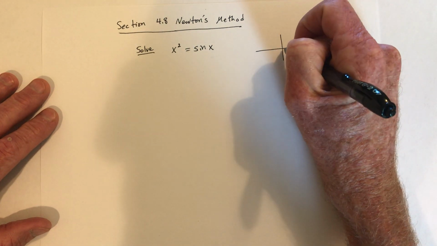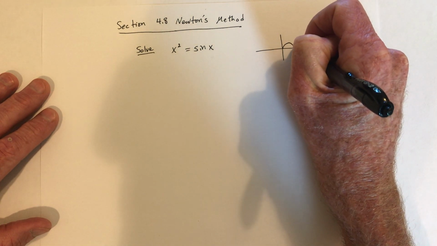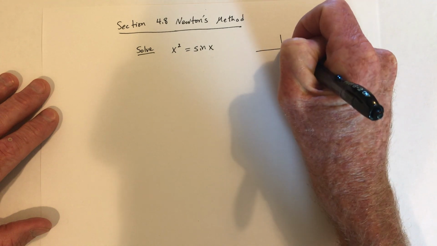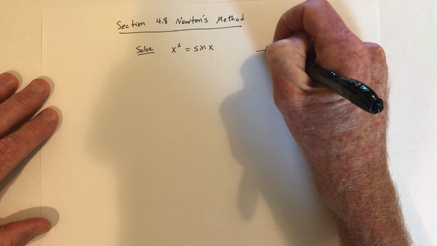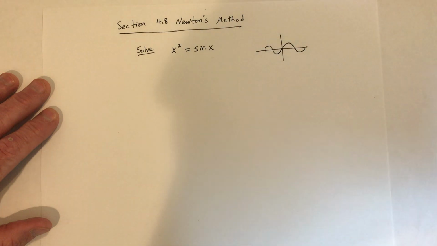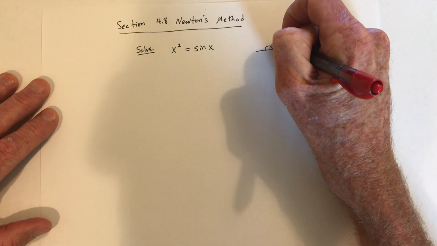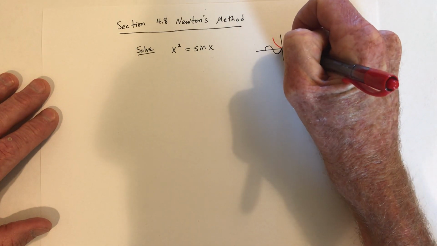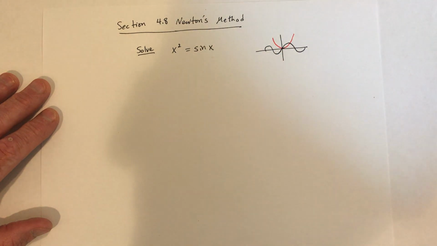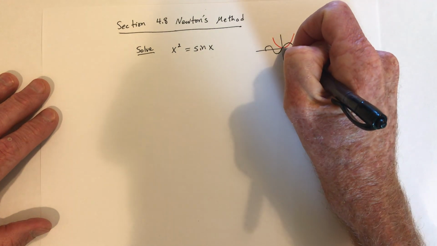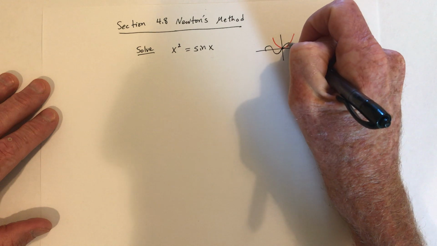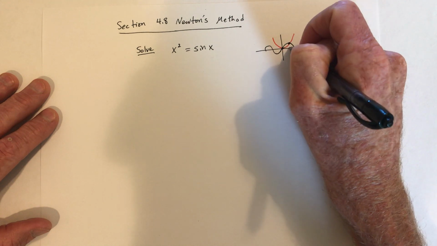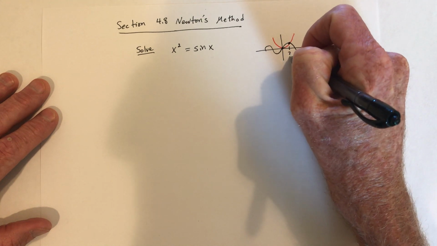Now the sine graph would look like this. It goes up and down. If you look on the negative x-axis, it goes down and up. And then x squared is a parabola. And there's two solutions. Of course, there's the easy solution, that's x equals 0. And then there's another solution over here. And that's the question.